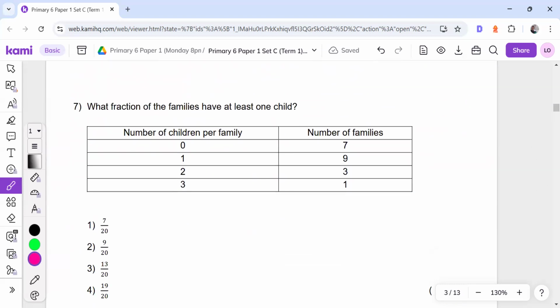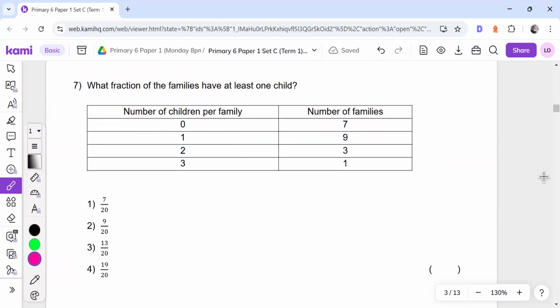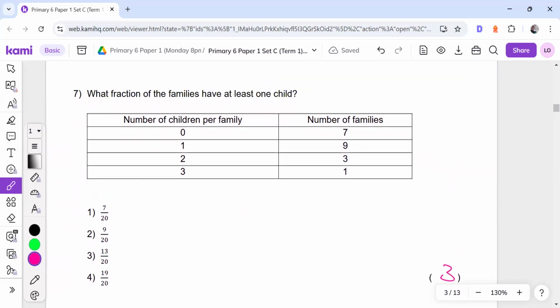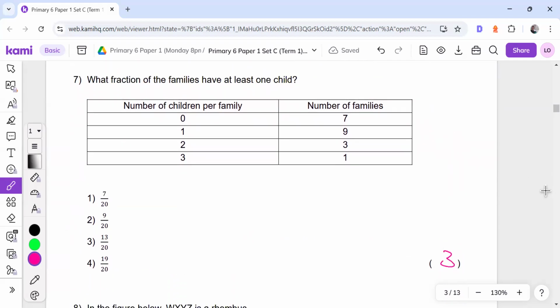All right, every question is 1 mark. Question 7. The answer is number 3. All right. Now, those of you who have a mistake, it's also because you forgot what "at least" means. At least means what? You have 1 child or more than that. So which family has 1 child over here, right? And more than that. So 9, 3, and 1. So these are the families who have at least 1 child. So you have to include 1 and more.